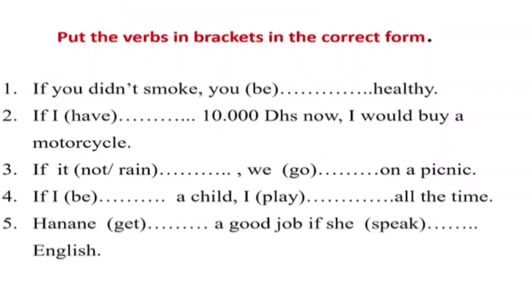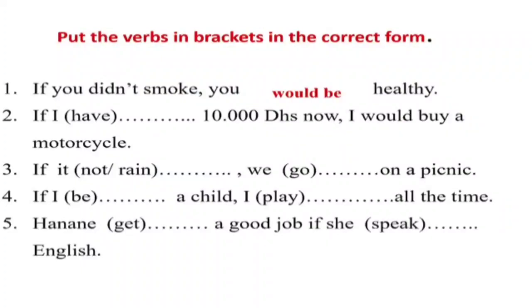Okay, now put the verbs in brackets in the correct form. So, okay, let's do the first one together. So we see if you didn't smoke, so we have here if clause. If you didn't smoke, you, the verb is to be healthy. Okay, what would you say? Yes, very good. You would be healthy. Very good.